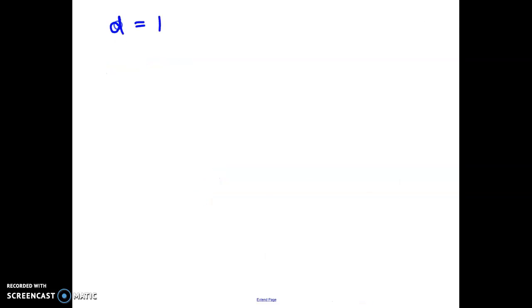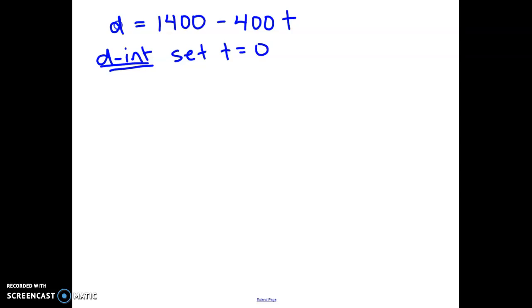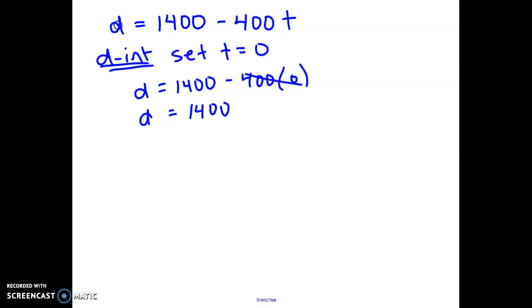So let's start by finding the intercepts of the first equation, 1,400 minus 400t. So to find the d-intercept, we'd have to set t equal to 0, because we always set the opposite one to be 0. So that means we're going to get d equals 1,400, subtract 400 times 0, but that really means nothing. So we have d equals 1,400. So the d-intercept for the first equation is 1,400.